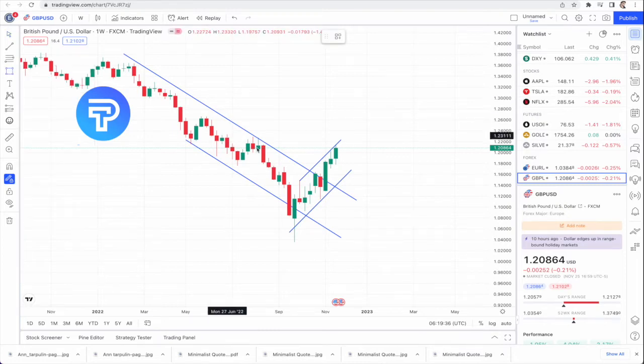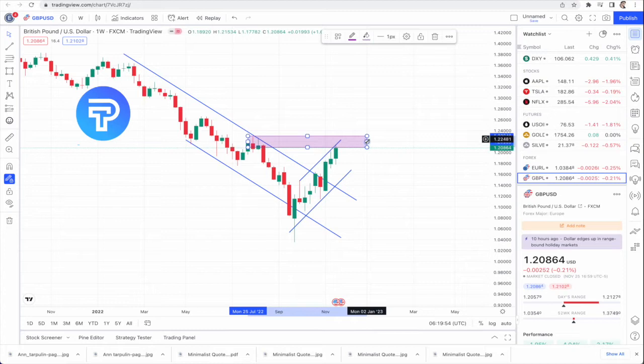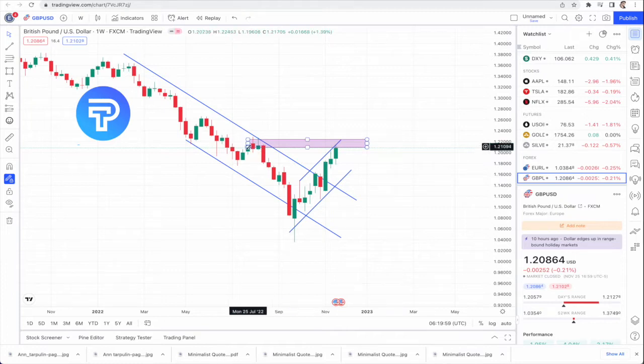So this zone was retested by GBPUSD. The previous resistance level was retested this week, touching the price of 1.20842, up to 1.21.